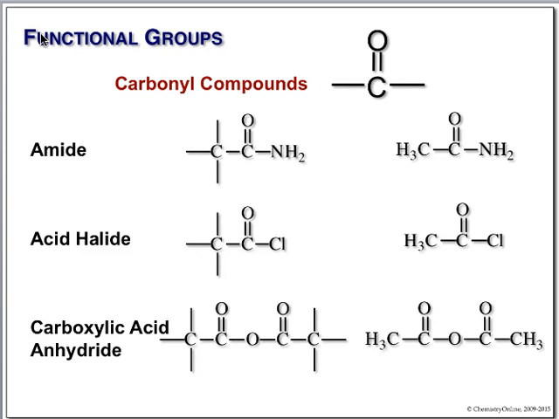Amides. If on one side we have a nitrogen compound, that's an amide. This is acetamide. The amide is the backbone of proteins. But a halogen is an acid halide. This is ethanoyl chloride. And finally, if we have symmetry here, so we have carbonyl, and then this is the equivalent of a carboxylic acid. It's referred to as an acid anhydride. If we add water to this, we would get 2 moles of acid out.